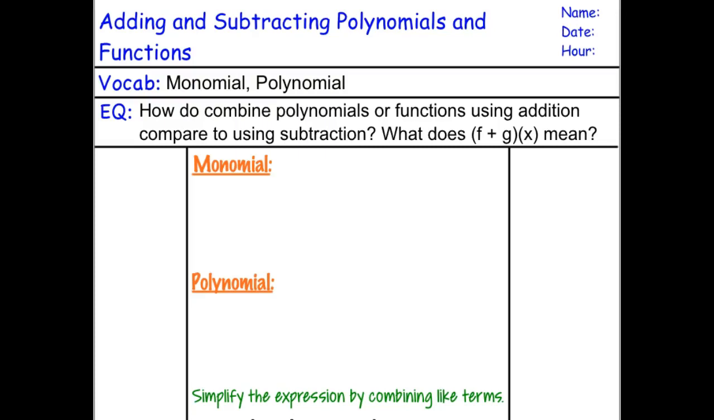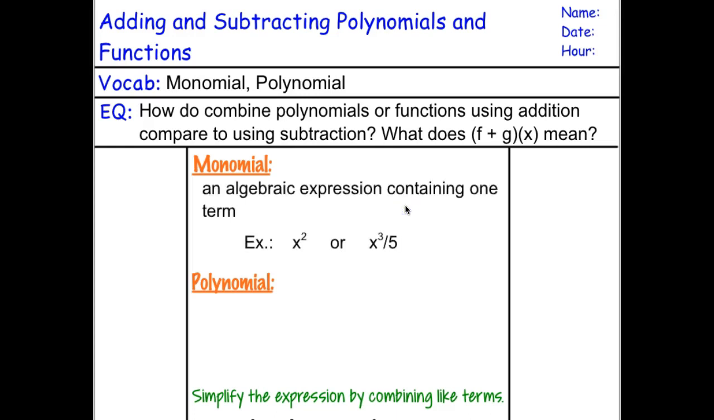All right, now that we know the difference between a relation and a function and how to write function notation, we're going to take it the next step and start adding and subtracting polynomials and functions. But first we need to talk about what those words mean.